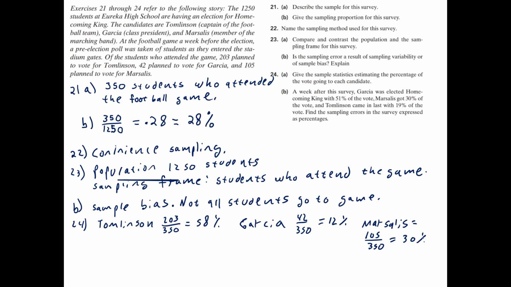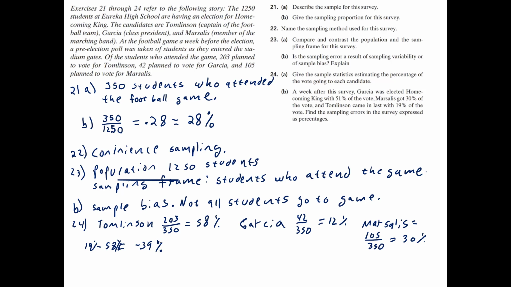So for the sampling errors, right? So for Tomlinson, he got the actual 19% minus the projected 58%, not divided by. It's just a difference in percents. 19 minus 58, negative 39%. And you would do the other ones the same way.